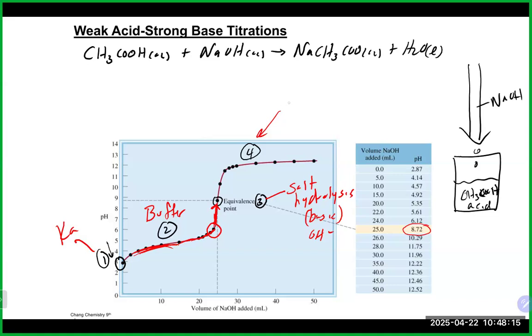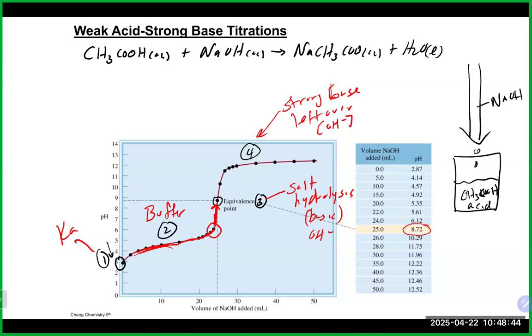And here you need to do one ice table, and you basically will have a strong base left over, which will give you your hydroxide concentration. And as we talked about, basically just really a strong base type of problem at that point. So there's kind of 4 distinct problems: Ka problem, buffer problem, hydrolysis problem, and really like a strong base type problem. Questions on any of that there?